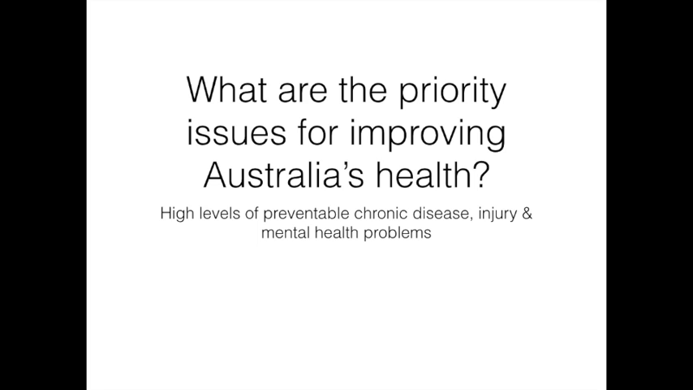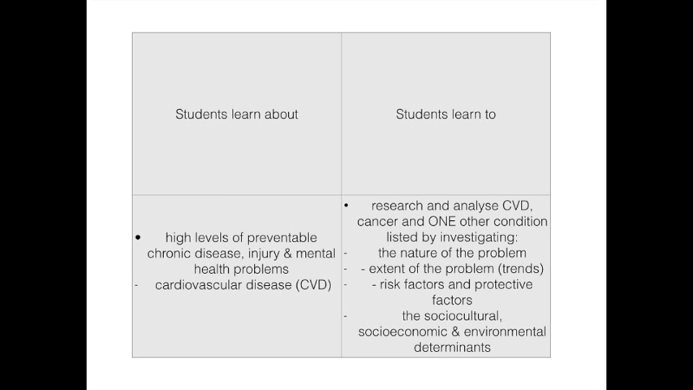Welcome to this podcast. The focus question: what are the priority issues for improving Australia's health? In this podcast, we will look at high levels of preventable chronic disease, injury, and mental health problems. The focus for this podcast will be on cardiovascular disease.